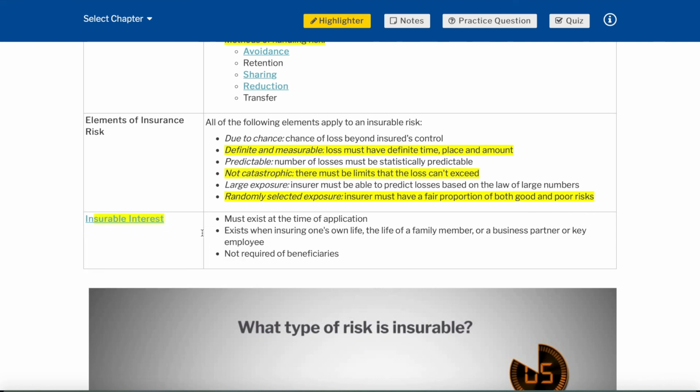Insurable interest must exist at the time of application. Exists when insuring one's own life, the life of a family member, or a business partner or key employee. Not required of beneficiaries.